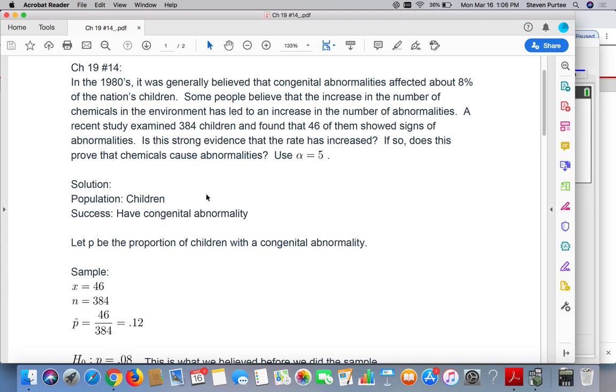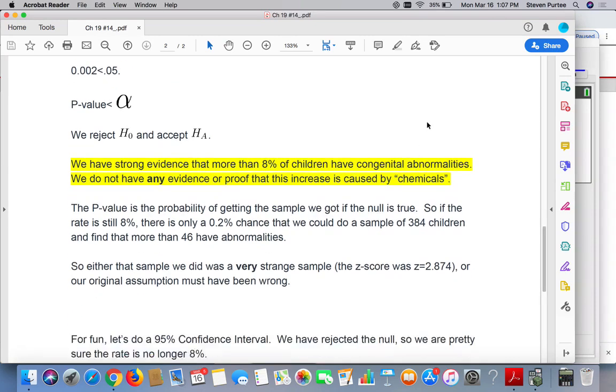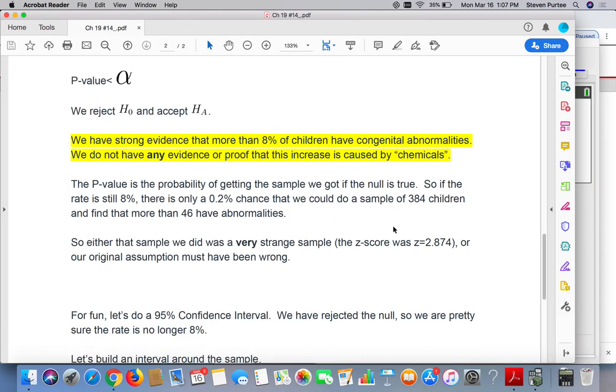We haven't proven anything. And no matter what the cause is, I mean, this is just a book problem. I'm not saying the rate's actually going up. But even if it had, it probably has nothing to do with chemicals. Here, we didn't do anything with chemicals. We didn't run biology tests. We ran a math test. So no, we do not have any evidence or proof that the increase is caused by chemicals. All right, that's the end of the problem. This is all just extra stuff to help us understand what we did.